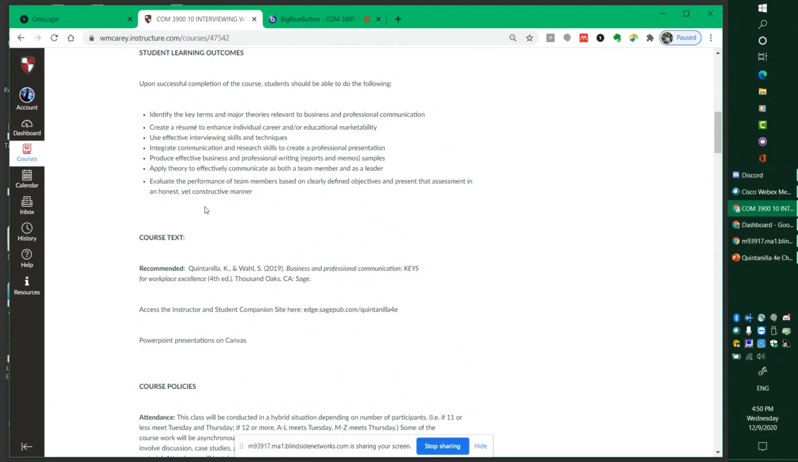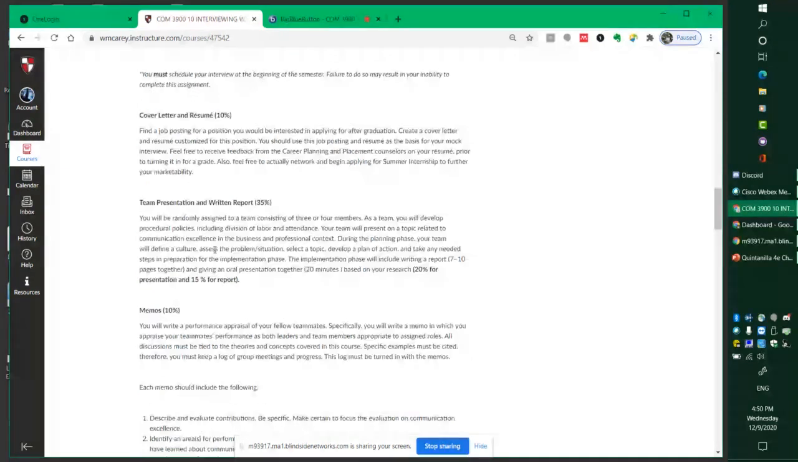All right, team presentation and written report. You will be randomly assigned to a team consisting of three members. As a team, you will develop procedural policies within your team, including division of labor and attendance. Your team will present on a topic related to communication excellence in the business and professional context that you select. During the planning phase, your team will define a culture, assess the problem, select a topic, develop a plan of action, and take any needed steps in preparation for the implementation phase. The implementation phase will include writing a report, 7 to 10 pages together, and giving an oral presentation together based on your research.